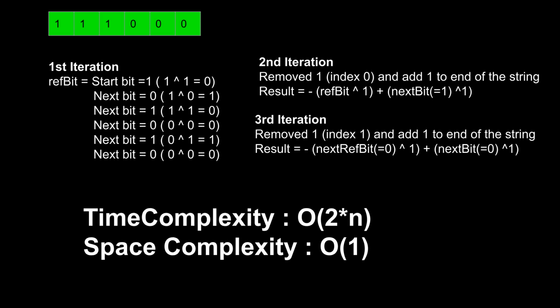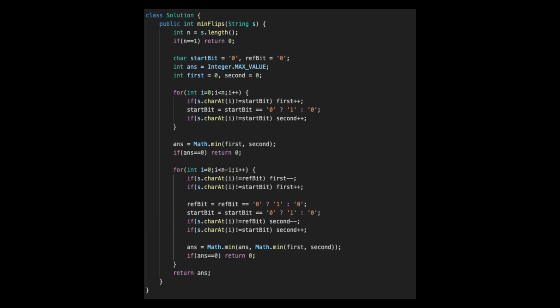So let's jump into the code. This is the Java implementation of the optimized solution. If you look into the solution, you can see I have a start bit and a reference bit. After that I have a for loop. In that for loop I complete my first iteration. After that I have another for loop. There I'm removing a character and adding a new character. The removed character's contribution I calculate using the reference bit, and the newly added bit's contribution I calculate using the start bit. So that's how I implemented the solution.